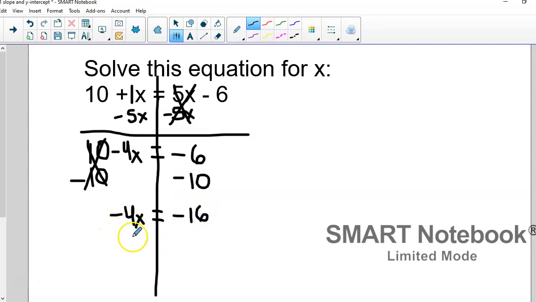We have to get rid of this negative 4. And the negative 4 and the x are squished together, which means multiplication. So I'm going to use the inverse operation, which would be division. So I'm going to divide both sides by negative 4. These negative 4s cancel out because they equal 1, so it's like saying 1x. So I'll just put x here. We still have our equal sign, and then negative 16 divided by negative 4 equals positive 4. And then there's our answer.